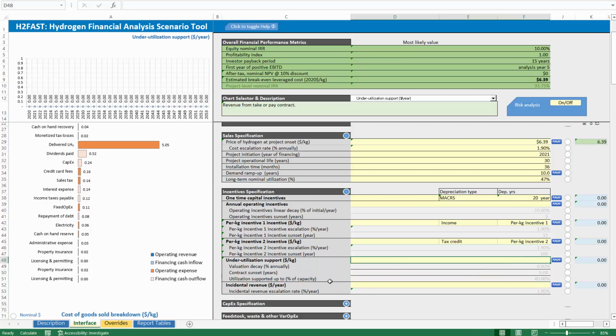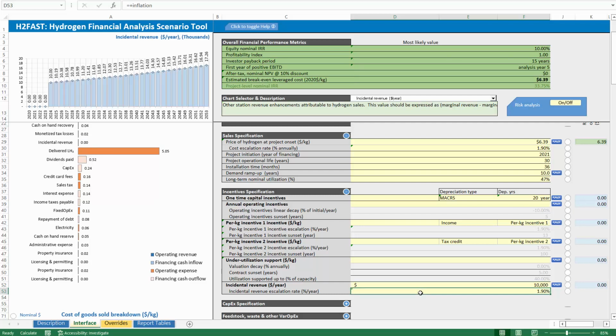The last incentive, or if there is a revenue stream that becomes possible, is on a dollars per year basis. Let's say that you have sale of coffee at a fueling station, or whatever the analog might be for your specific analysis example, you can have incidental revenue that is made possible. And you can specify that in here. Let's say per year you can have $10,000 that might become available. You can specify that in here.